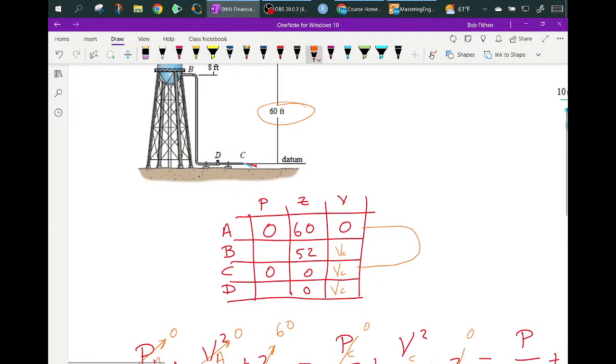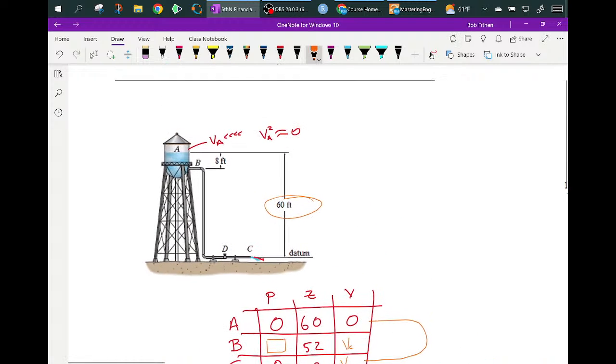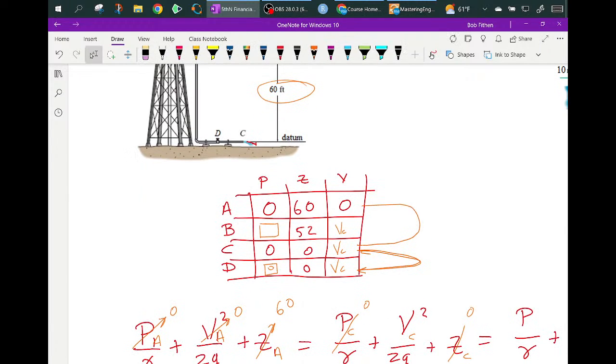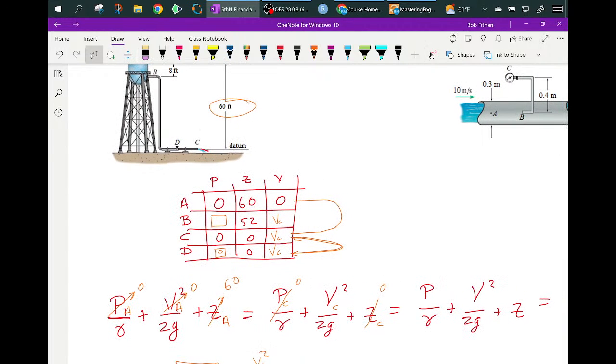Now, I can ask myself, what's the pressure at D? Well, technically it's saying that this will be 0 in order for the energy to be the same here and here. Here, it's going to be different. It's at 52, so the pressure is going to be a little bit different there because of this.